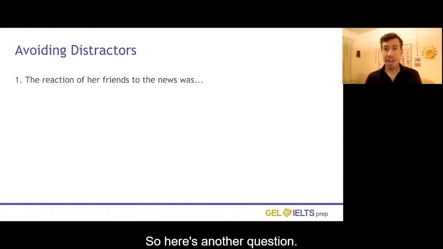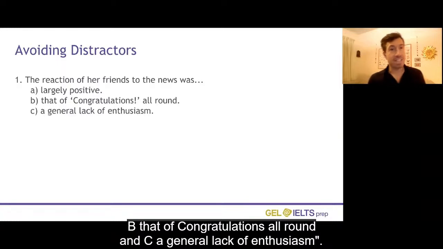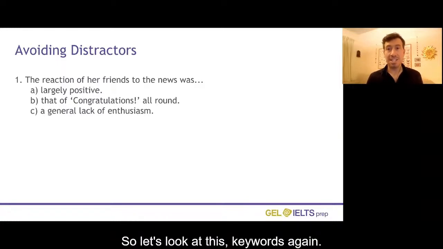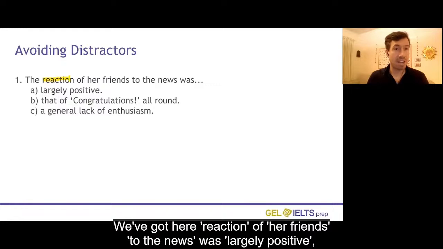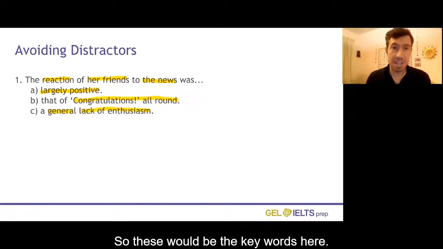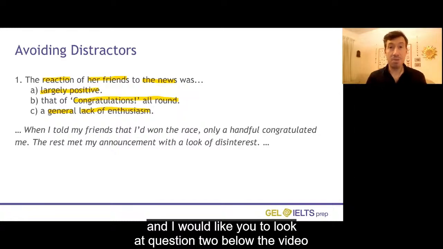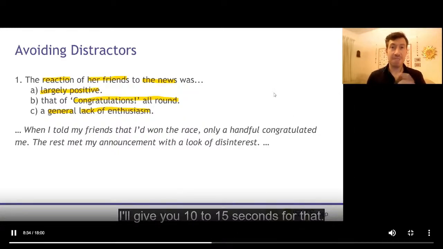So here's another question. It says the reaction of her friends to the news was A, largely positive, B, that of congratulations all around, and C, a general lack of enthusiasm. So let's look at the keywords again. We've got here reaction of her friends to the news as largely positive, congratulations all round, or a general lack of enthusiasm. So these would be the keywords here. Now I'm going to bring up the sentence here, and I would like you to look at question 2 below the video and see if you can choose the correct answer. I'll give you 10 to 15 seconds for that.